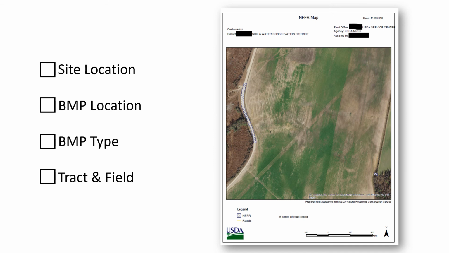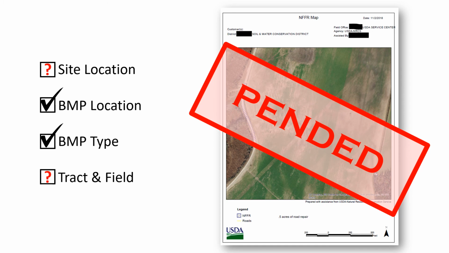While this map has many recommended features, such as a scale, legend, directional arrow, and title, it still lacks information. There is no clear site location due to the lack of roads and the delineation of the fields and tracts. The BMP location is indicated as well as the type due to the legend. As stated before, the field and tract locations are unknown. Therefore, this map would cause the contract to be pended.